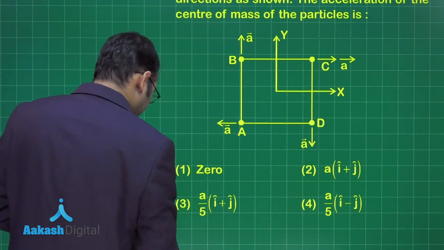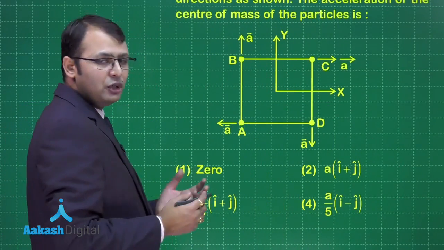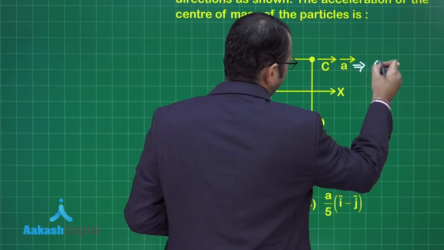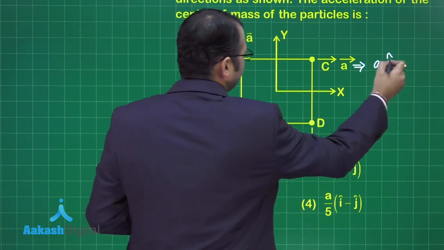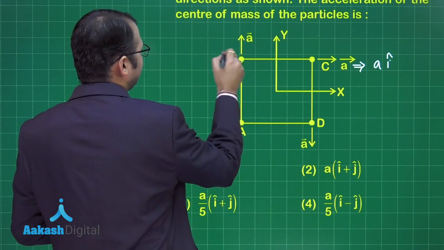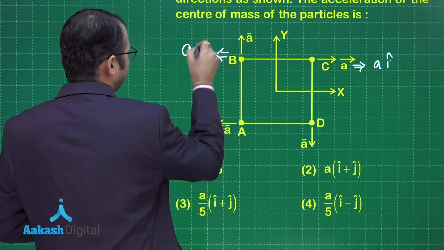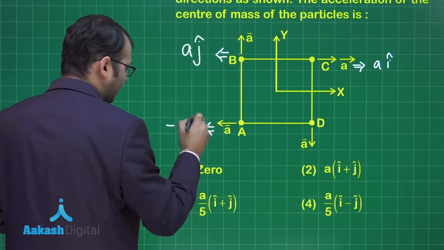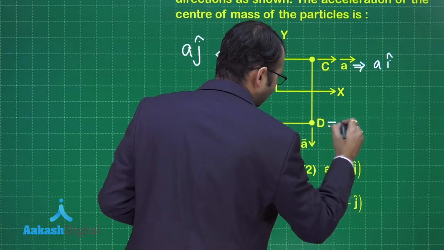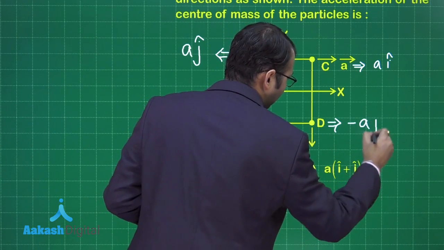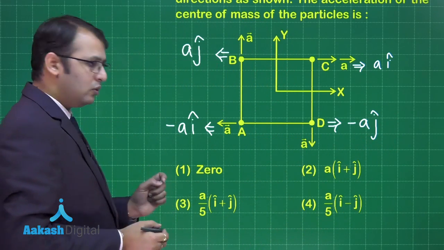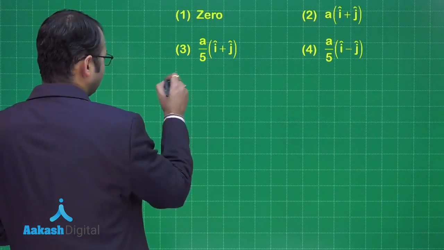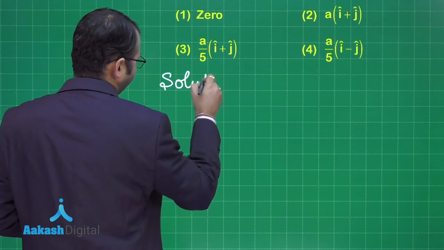If you see here, x and y are already given to you. The acceleration of C would be written as A i cap. The acceleration of B would be written as A j cap. For acceleration of A, it would be minus A i cap, and for acceleration of D, it would be written as minus A j cap, right? Now you have to put in the simple formula for center of mass acceleration.